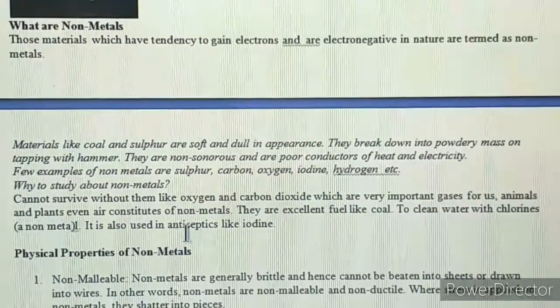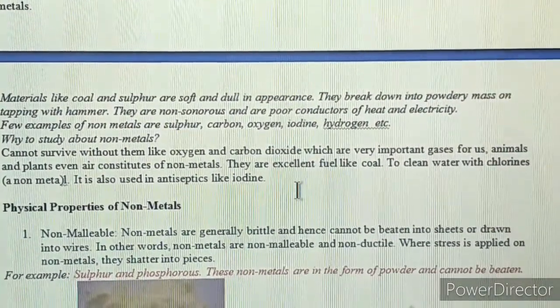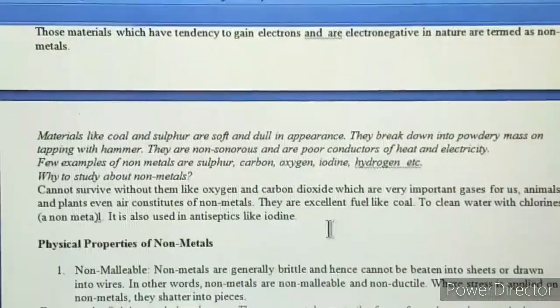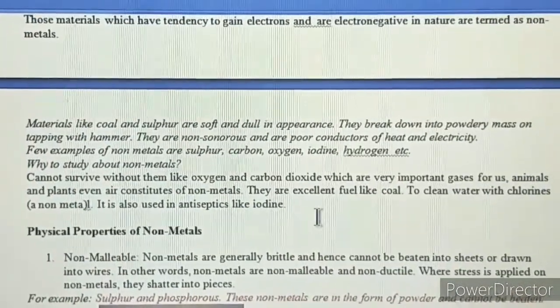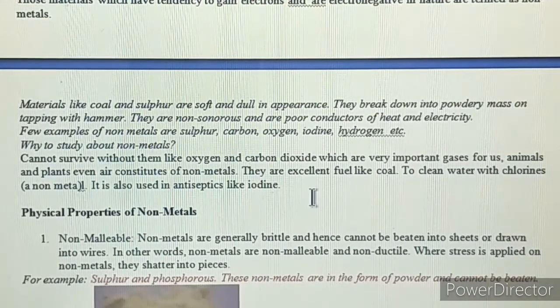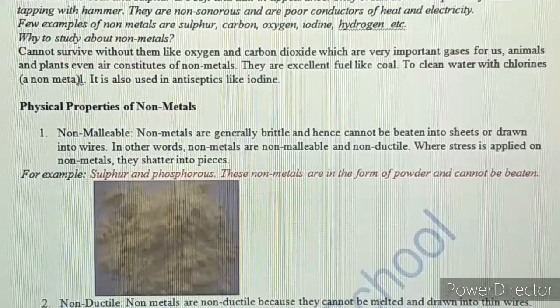It is also used in antiseptics like iodine and all. And hydrogen is a very important gas, used for making hydrogen bombs and all. So there are so many things in non-metals which are very important, children. Around us, we will find mostly non-metals. Those are what? Oxygen, carbon dioxide, nitrogen. They are constituted of non-metals, children. So that is why we should study about non-metals.